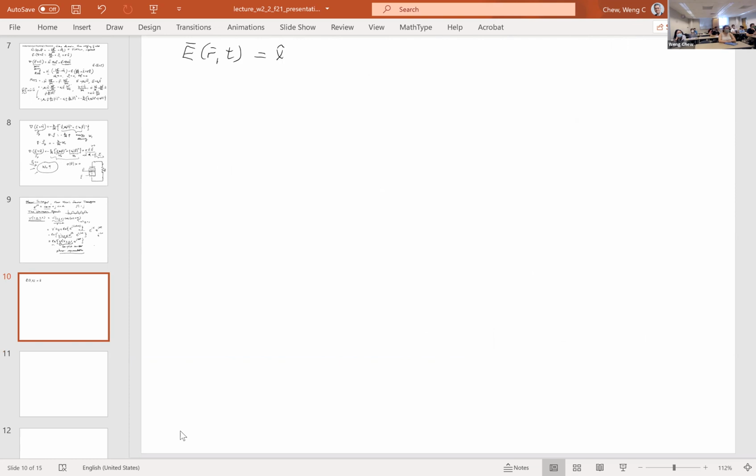So if we have a sinusoidal signal like E of r, t, and this is a field, it can have its x component and its y component plus its z component.